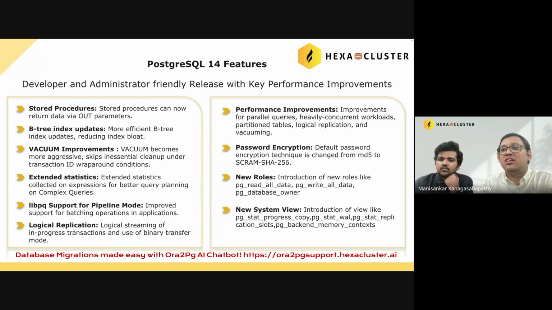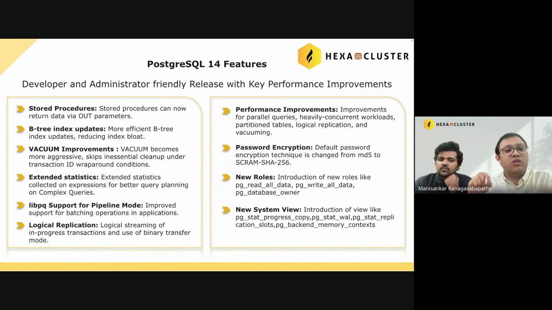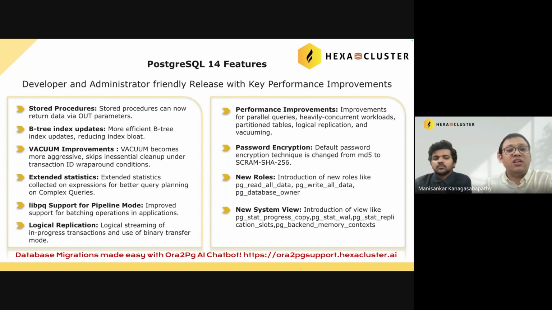In that case, instead of scanning every page, it only scans the relevant pages. So earlier, the transaction ID wraparound vacuum was considered very heavy and IO intensive. So that is reduced with Postgres 14.